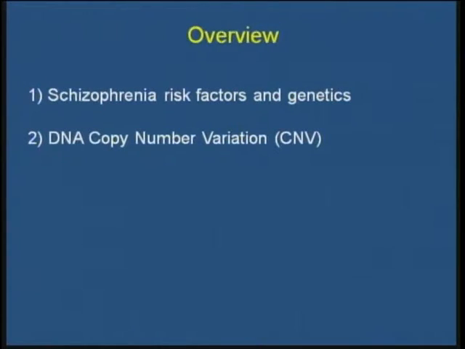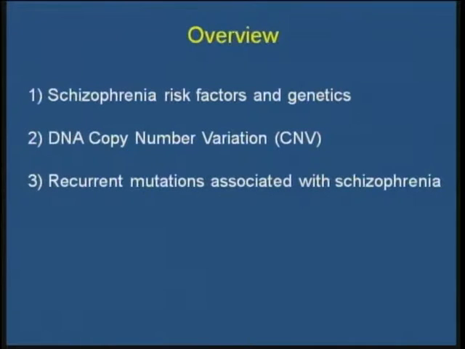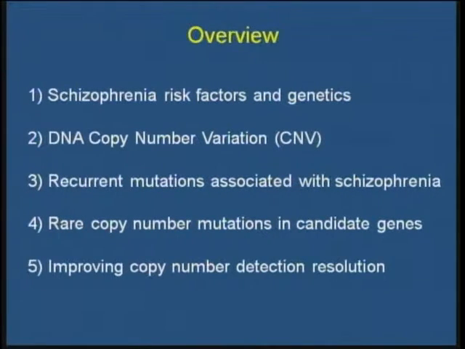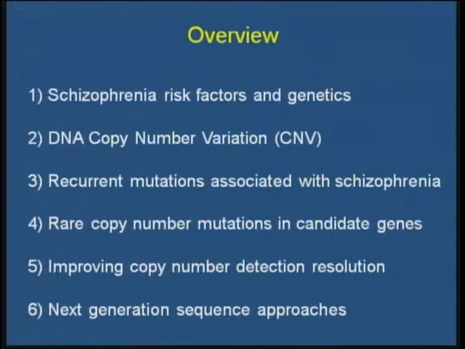So the overview of the talk, we'll start with risk factors and genetics of schizophrenia, DNA copy number variation, some of the recurrent mutations now associated with schizophrenia, rare copy number mutations in candidate genes, and then our approaches to improving copy number detection resolution with next generation sequencing technology, and finally some of the approaches we're taking to identify smaller variants with, again, next generation sequencing approaches.